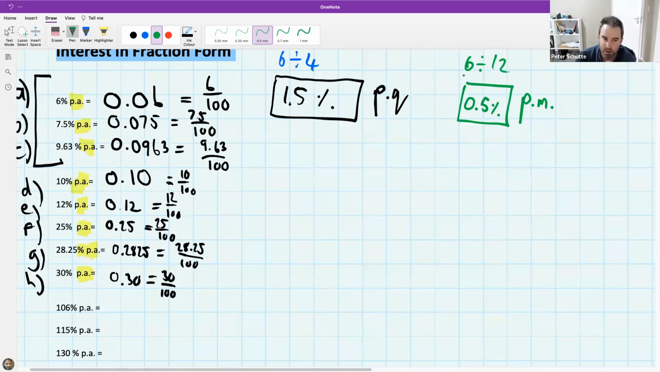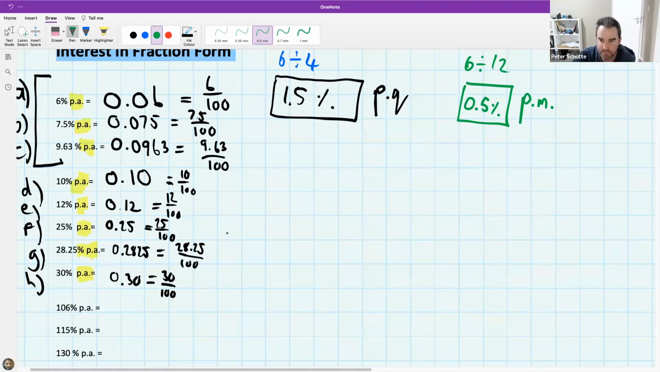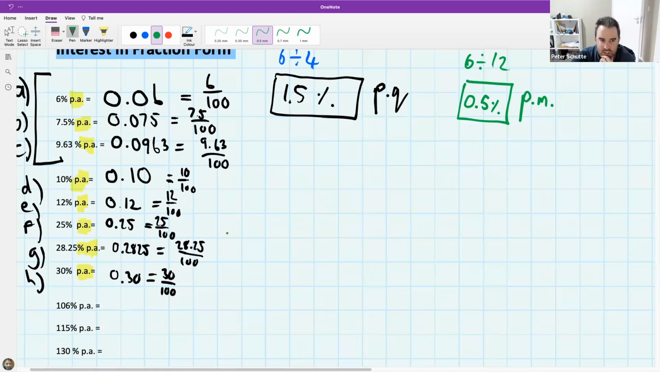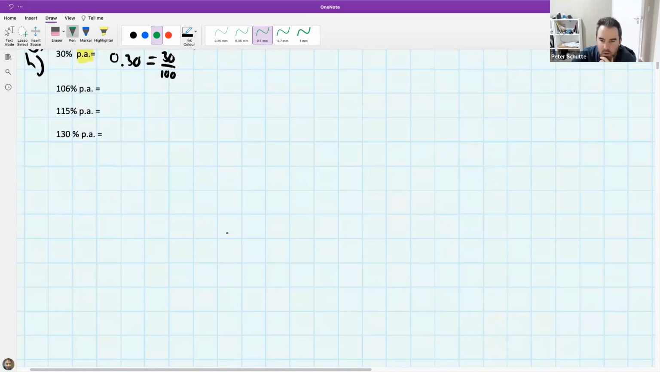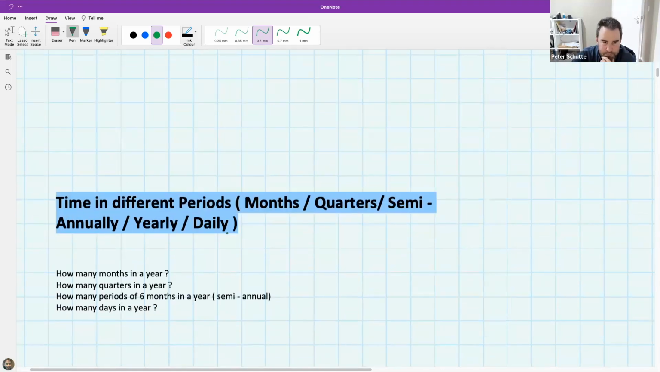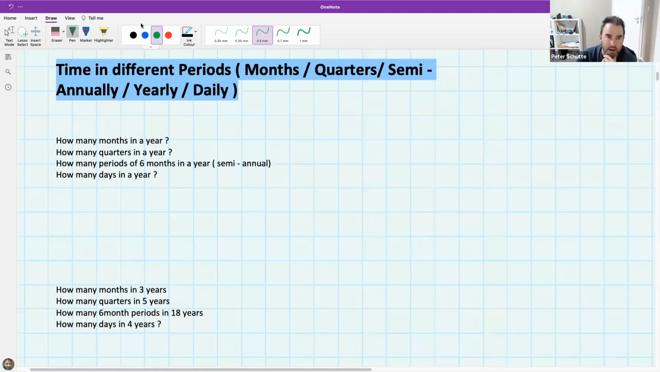Okay, now that's a very important idea that we just need to get right at the beginning for financial maths. It's going to come up again and again, and we'll just keep coming back to this little example that we started with. Okay, well, related to that, I think we have just told ourselves how many months in a year. Well, there are 12 months in a year.